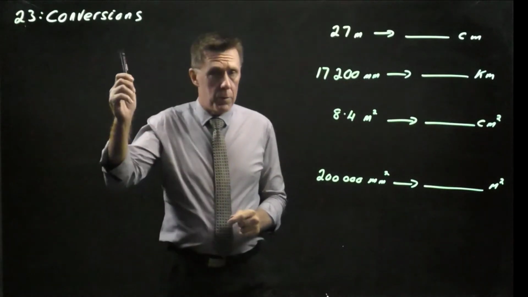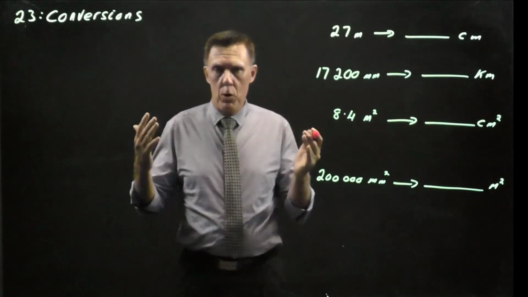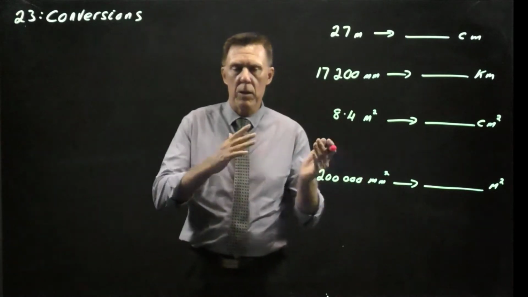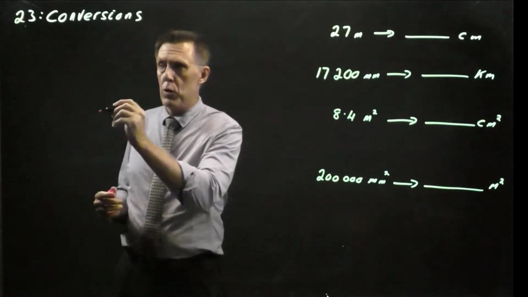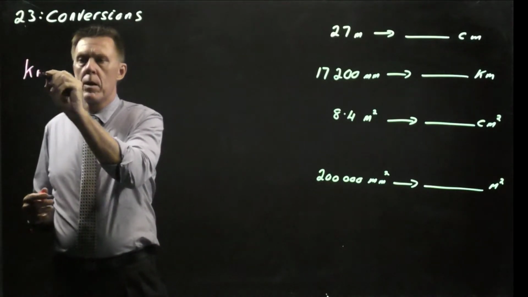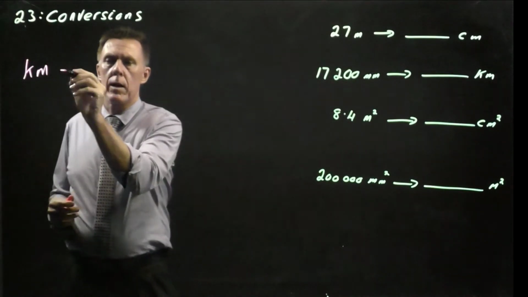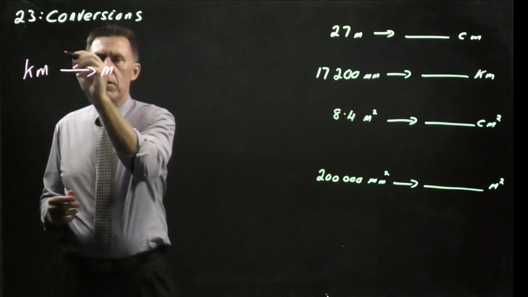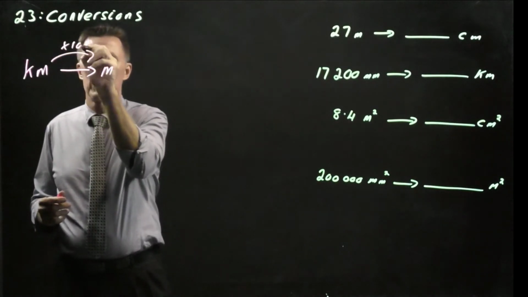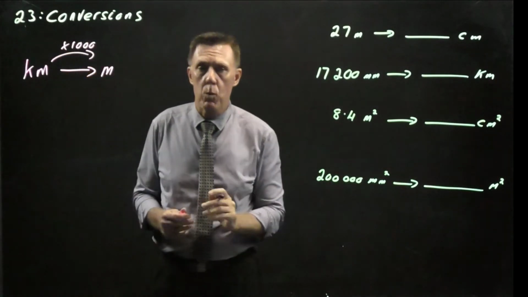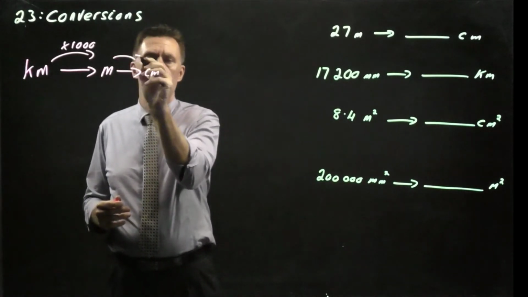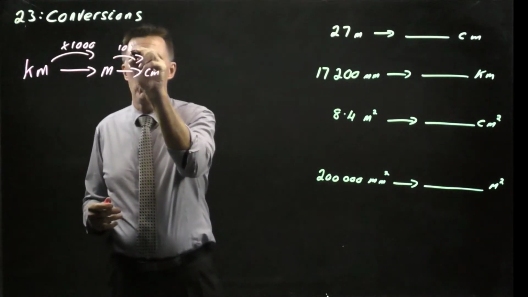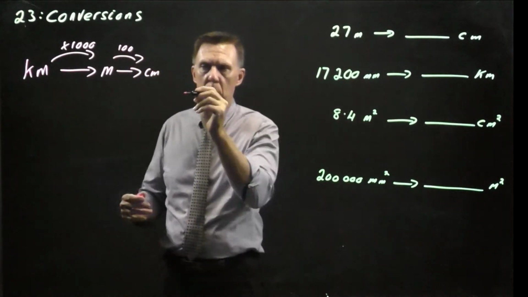Now, in this video, we're going to talk about conversions, metric conversions, meters, kilometers, etc. I'm sure you're all aware of the different conversion factors. For example, if I want to convert kilometers into meters, we know that the conversion factor is 1,000. And meters to centimeters, the conversion factor is going to be 100 centimeters in a meter.